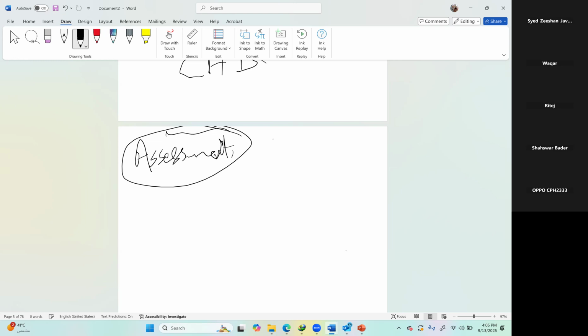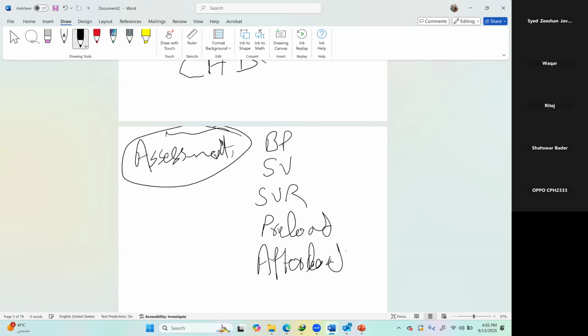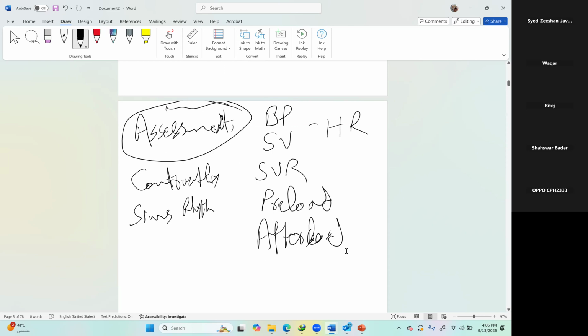There is something called blood pressure. There is something called stroke volume. There is something called SVR. Okay. There is something called preload. Okay. There is something called afterload. Okay. There is something called contractility. Okay. There is something called sinus rhythm. Okay. So stroke volume, heart rate. So these are common things. Whatever we are looking at, usually these are the parameters.